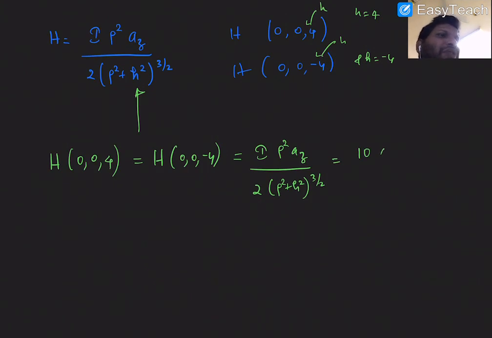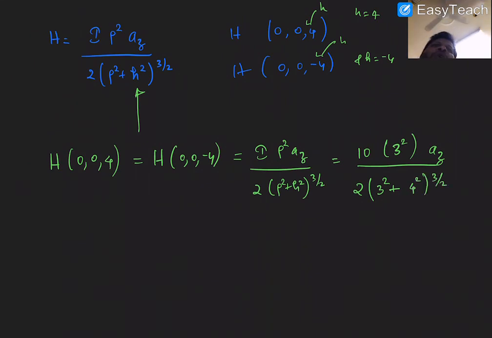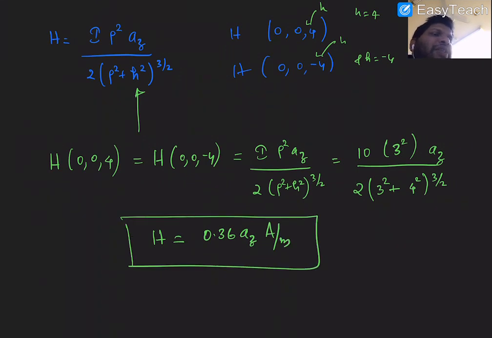And what is the radius? The radius is 3. So 3 square into AZ divided by 2 into (3 square plus h square, that's -4 or 4, whatever it may be) whole power 3 by 2. So this is the final answer. You will get the answer as H is equal to 0.36 AZ ampere per meter. So you see here this H is in the direction of Z.